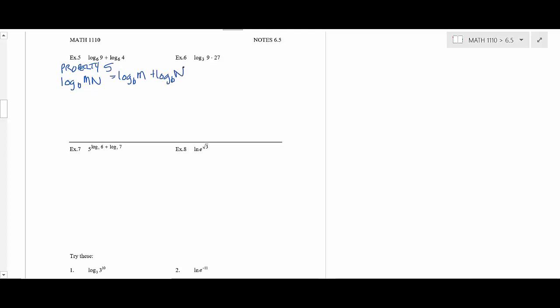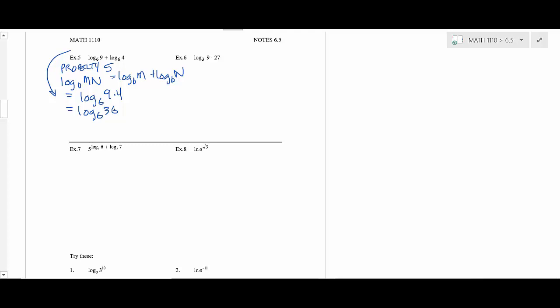Okay, so what I've given you is the right-hand side of this property. So if you see two logs of the same base being added, then you can just write it as one log with the 9 times 4 being multiplied. The way to do this problem would be like this: this is equal to log base 6 of 9 times 4. So that's log base 6 of 36. Okay, that's how you put that together.